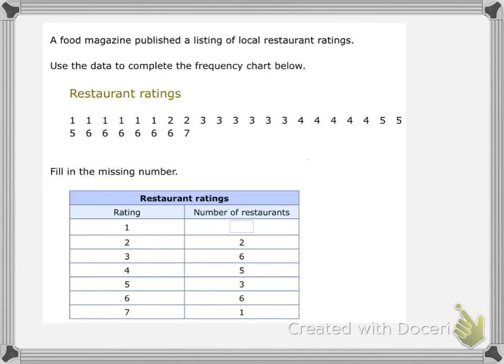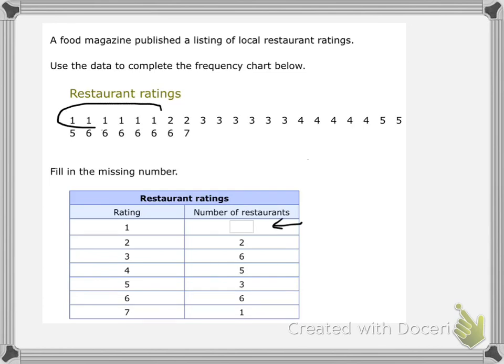A food magazine published a listing of local restaurant ratings. Use the data to complete the frequency chart below. So here are restaurant ratings. These numbers are all listed in numerical order. Sometimes they'll all be mixed up. And we want to find the missing number here. We want to know the number of restaurants that have a rating of 1.